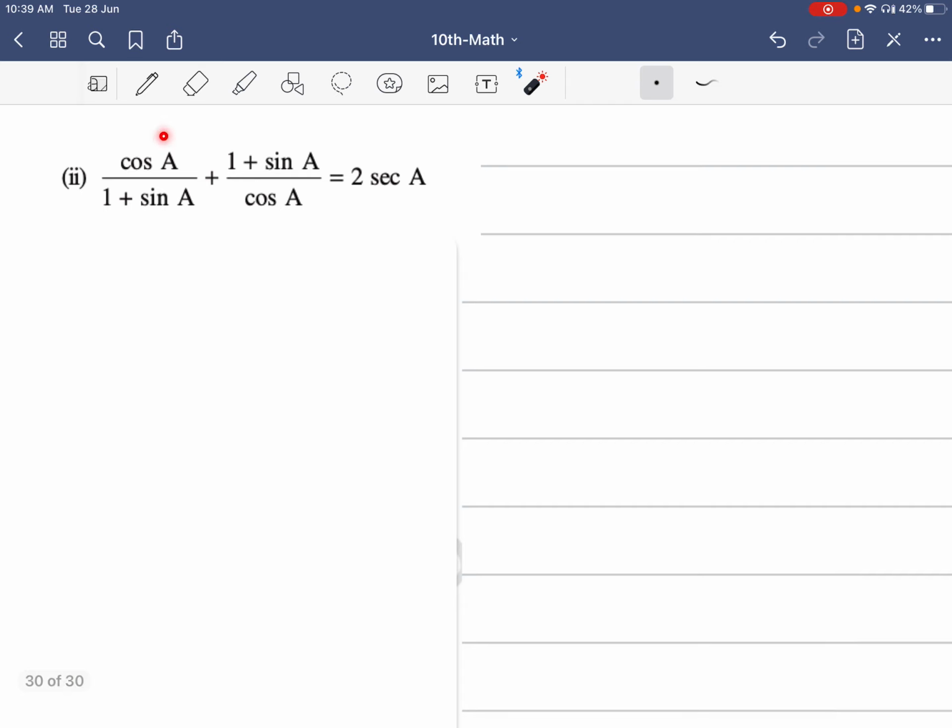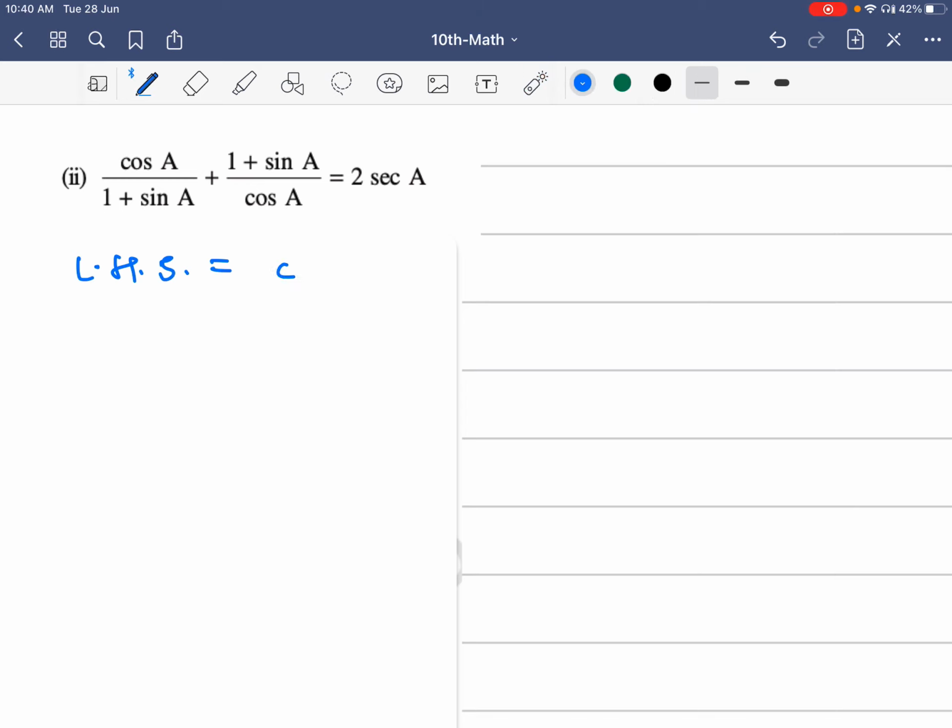Now once again we have an equation here. Let's read it. Cos A divided by 1 plus sine A, and 1 plus sine A divided by cos A is equal to 2 of sec A. So once again we are going to do the same thing. We start with left hand side. Okay, let's use a different color. We are going to start with our left hand side of the equation, and we are going to solve and see if we get the right hand side.